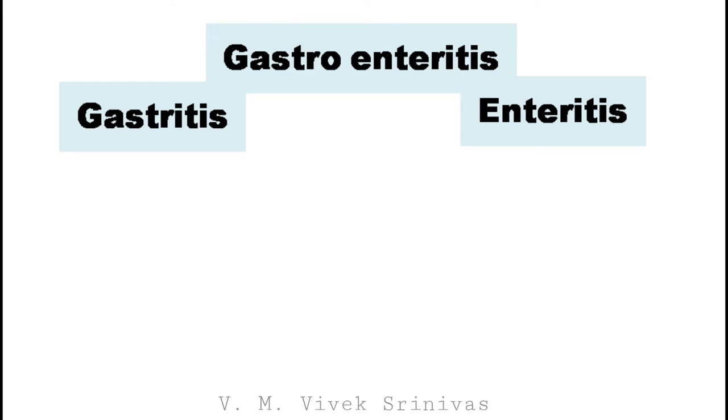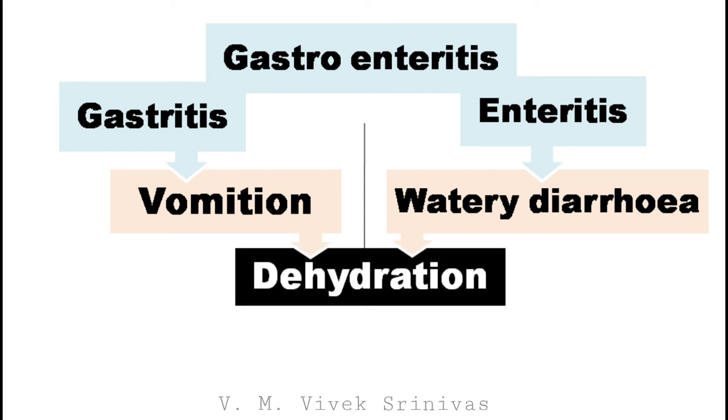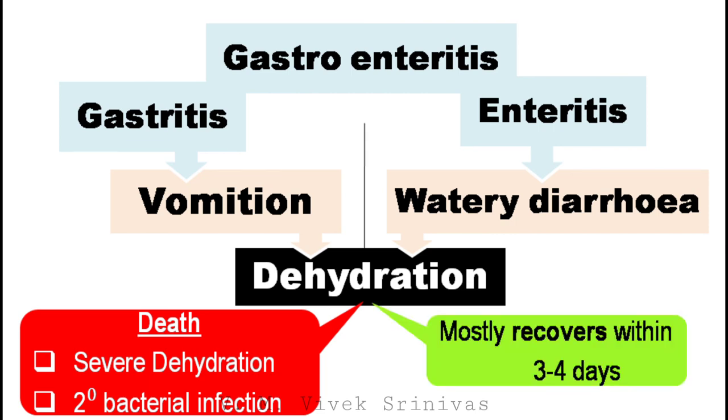Clinical manifestation. This infection causes gastroenteritis, which in turn causes vomiting and severe watery diarrhea in the animal. So this may lead to dehydration. Death may occur due to severe dehydration and secondary bacterial infection. But mostly the animal will recover within 3 to 4 days.